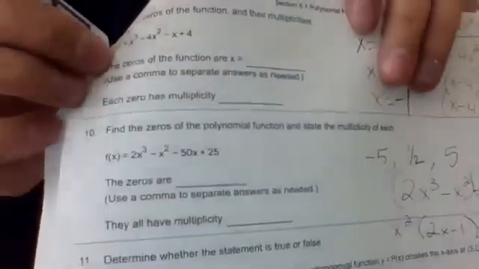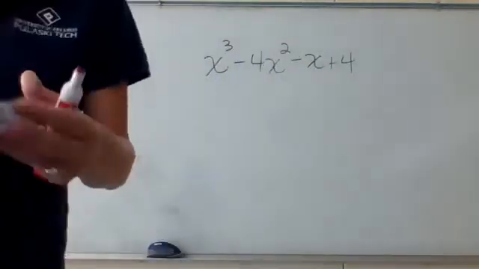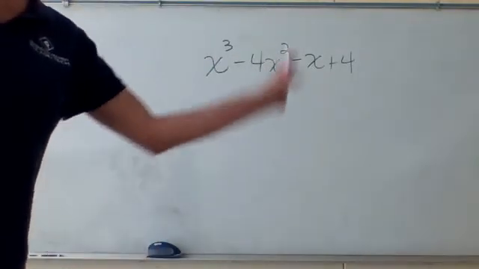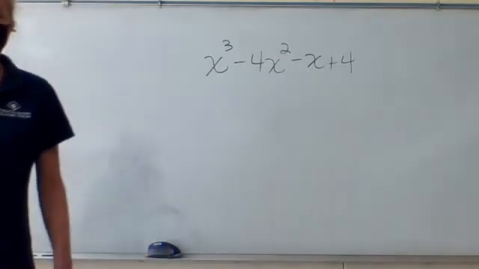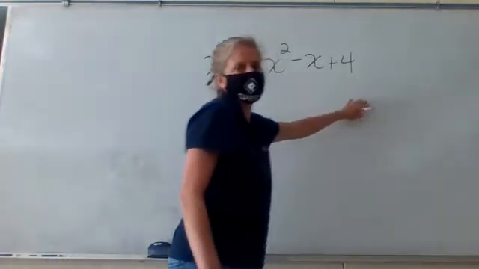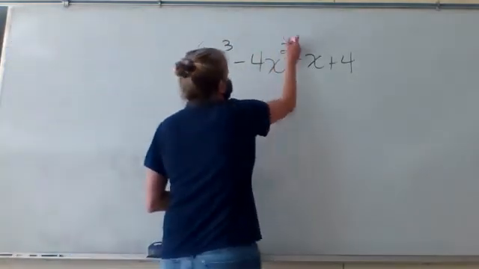X minus 1, x plus 7, x. The difference on number 9 is it's not in factored form. I don't have the factors in their nice, neat parentheses already separated out for me. I have to do that, which is the factoring by grouping. So once again, you've got 4 terms with no greatest common factor, so I'm going to put them in groups of 2.